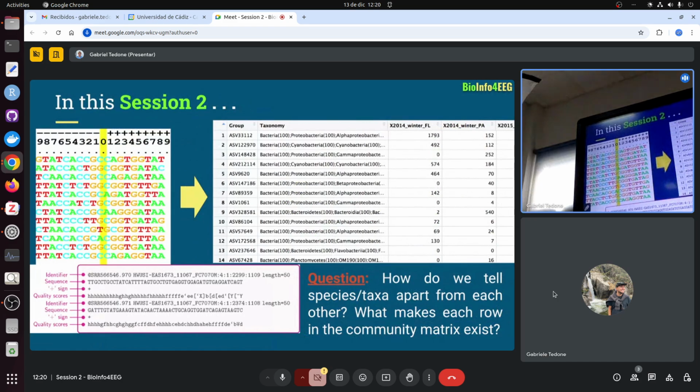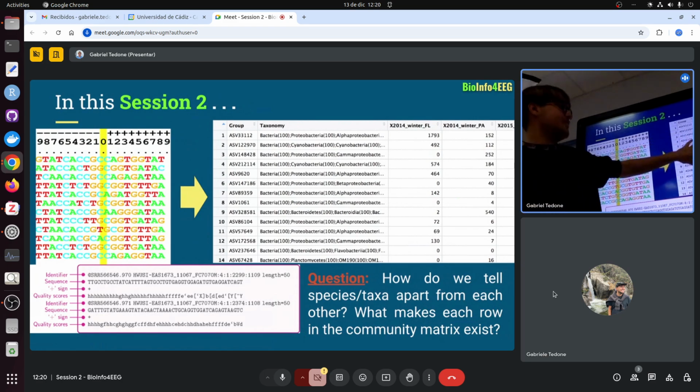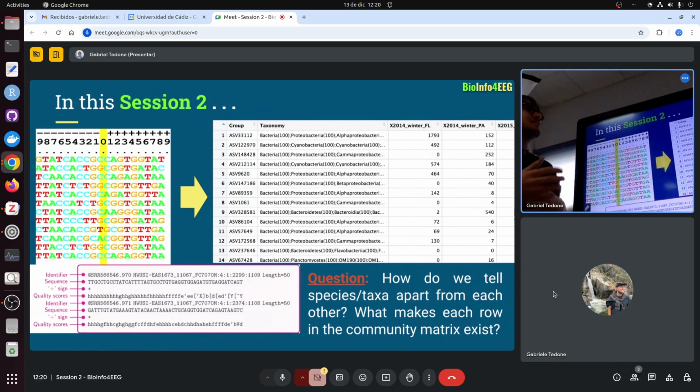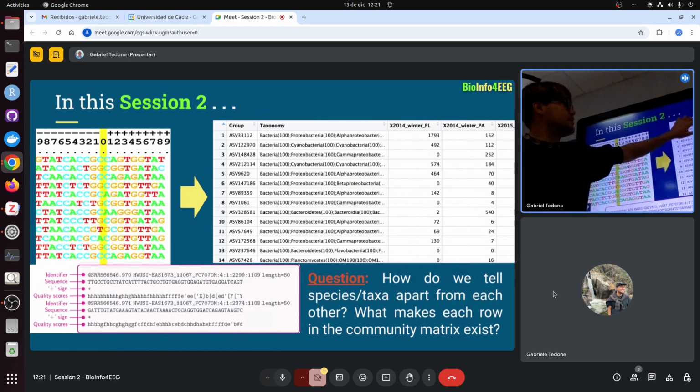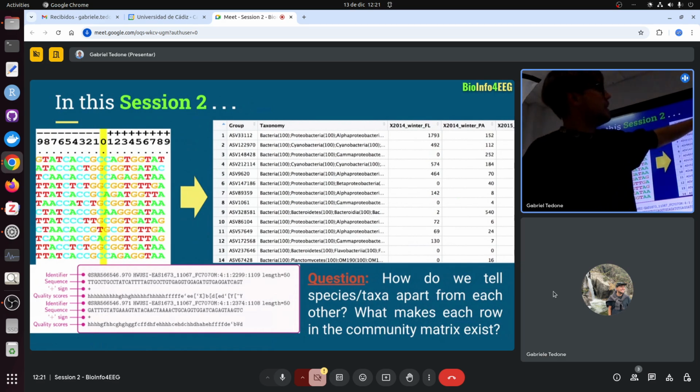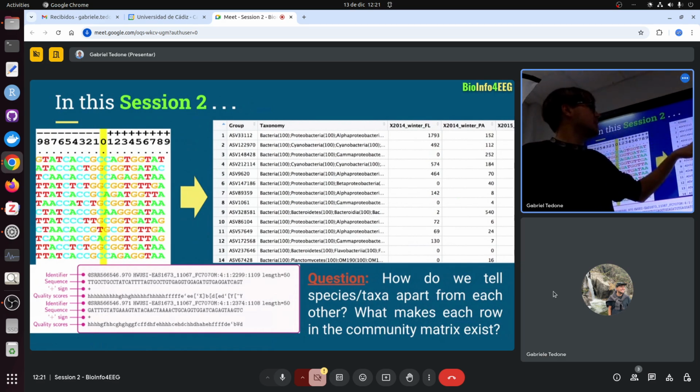What we're gonna do in this second session is, now we have clean reads, we'll try to understand how we pass from a million of these, like a million sequences. It is a lot. How do we go from this to a community matrix? This is the starting point in any ecological study, environmental study. You have species, for example, alpha proteobacteria, beta proteobacteria, gamma proteobacteria.